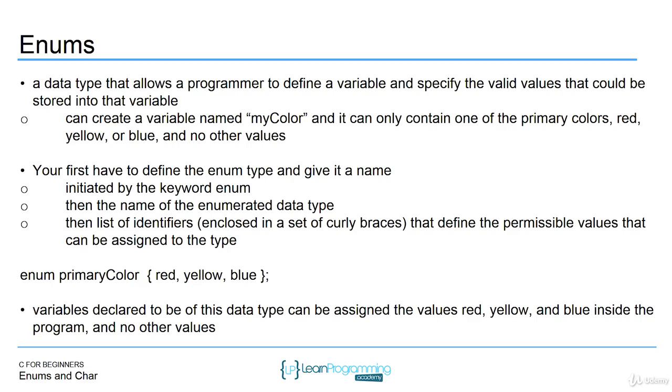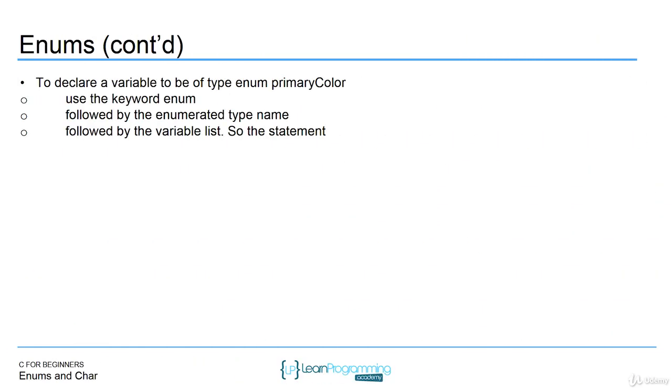So again, the first step is defining it. The second step is using it. After we've defined it, we can then declare a variable of this type, primaryColor. The way that we declare the variable now is we still use the enum keyword. We then have the name of the enum that we specified when we defined it. And then at the very end, we follow that with a variable list. So here's an example: we use the enum keyword, we have the name of the enum that we want to use, which is the one we just created, primaryColor, and then we just have names.